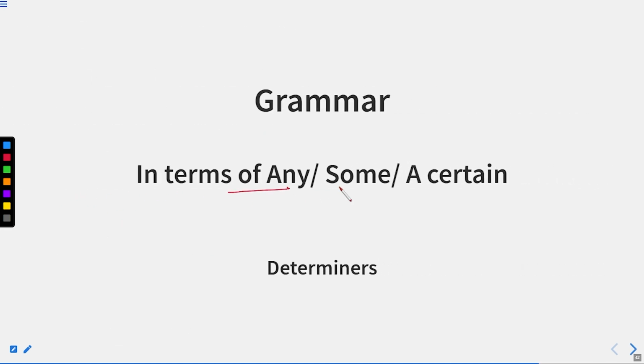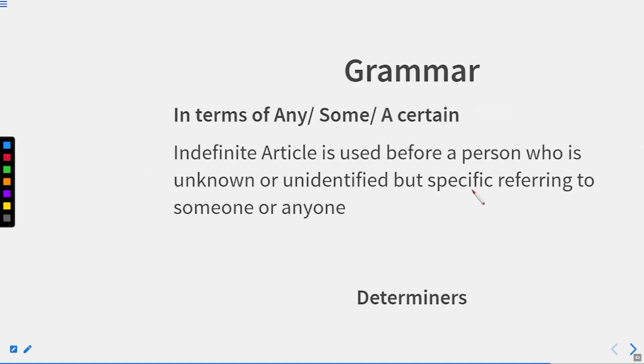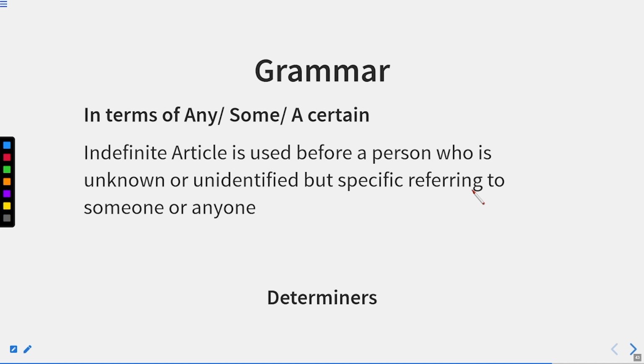Now, in terms of any, some, or certain. Now, if I say some Mr. Gupta wants to meet you, means any Mr. Gupta, or there was a person whose name was Mr. Gupta. I don't know about that particular person, but that person told me about you, that his name is Mr. Gupta and he knows you. So, in that case, Mr. Gupta is considered anyone whom I do not know. So, we can use either a or an before it.